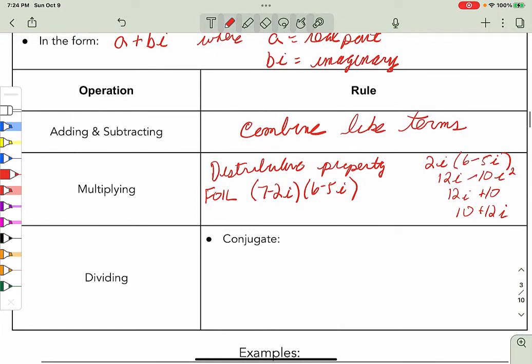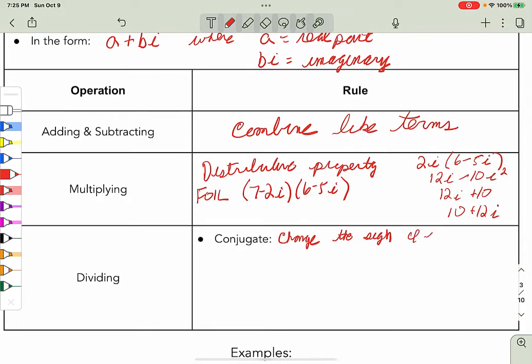Now, to divide, we multiply the numerator and the denominator by the conjugate of the complex number. Well, what's a conjugate? A conjugate is just another word for the opposite term of the difference of squares. So all we do, if I have a complex number, is change the sign of the imaginary part of the complex number.